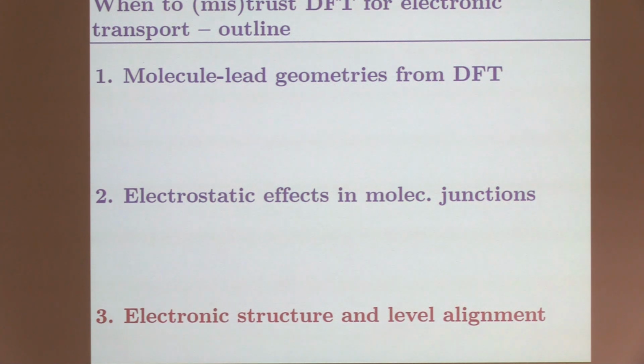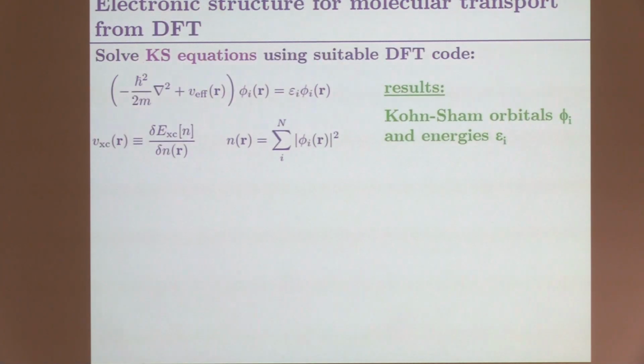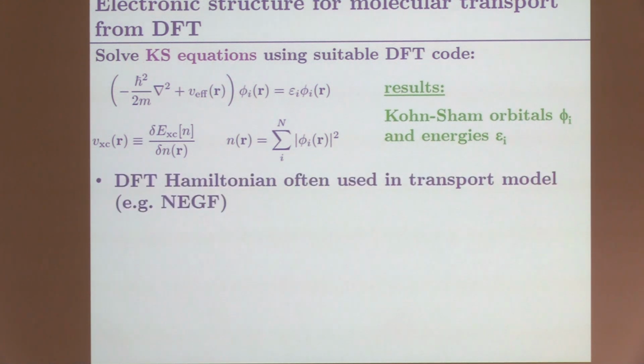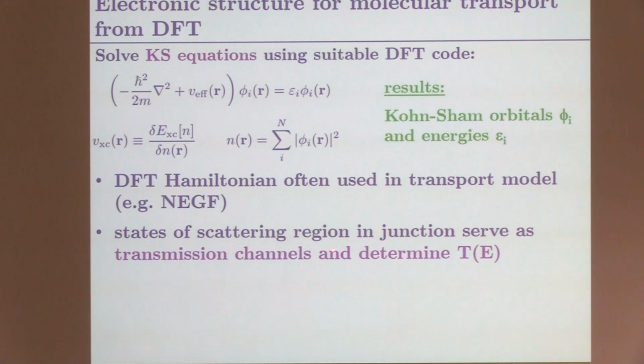It's a very important topic in DFT. And again, we solve the Kohn-Sham equations. We get Kohn-Sham orbitals and energies as a result of these calculations. Now, they are often used in models for transport, non-equilibrium Green's function techniques. The states are used as scattering regions and surface transmission channels once I assume electrons going from the left to the right electrode.